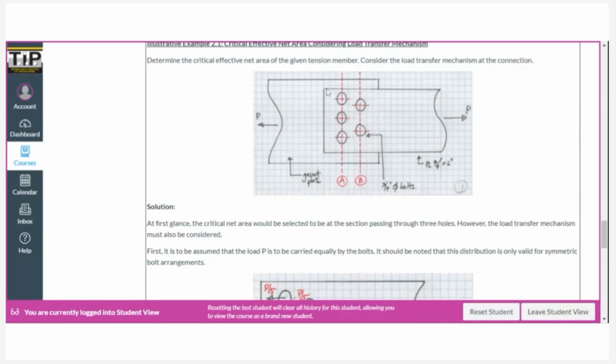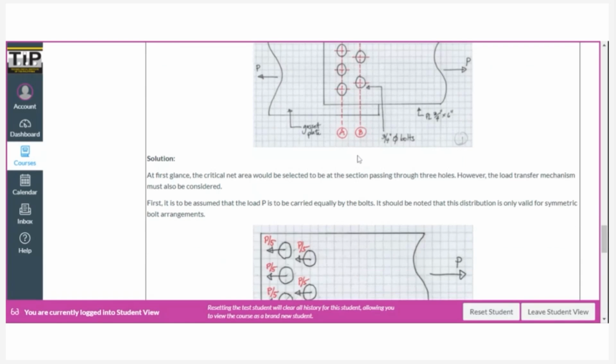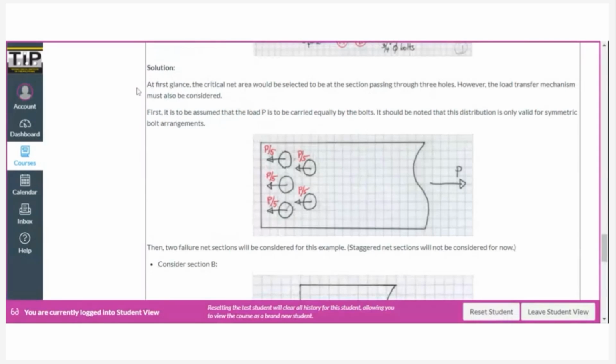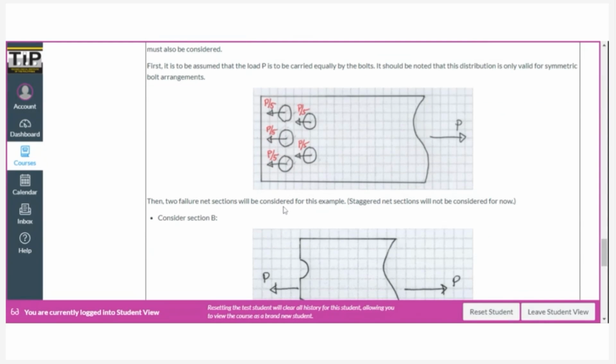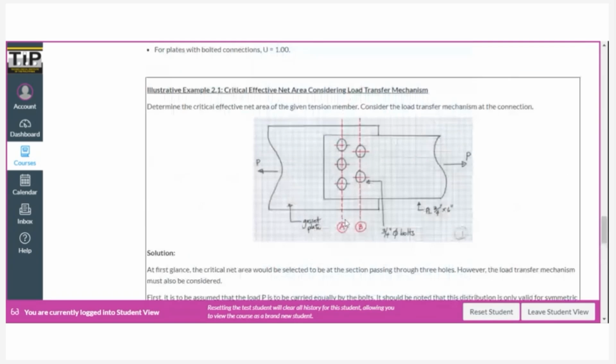Okay, so we consider this to be symmetric. Let's have this. We assume that P is carried equally by the bolts. So for example, if we have P here, since we have a symmetric bolt arrangement, we can assume that each bolt is carrying P over 5. Okay, and then two failure net sections will be considered for this example. So the failure pattern at B, here, and the failure pattern at A.